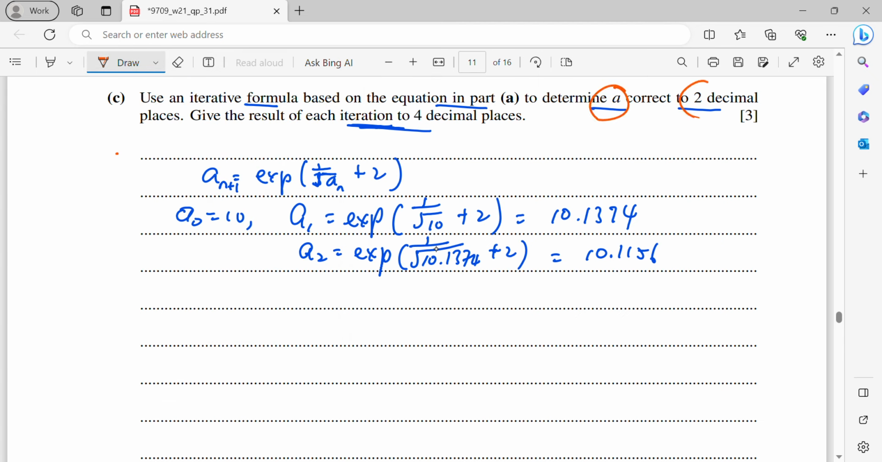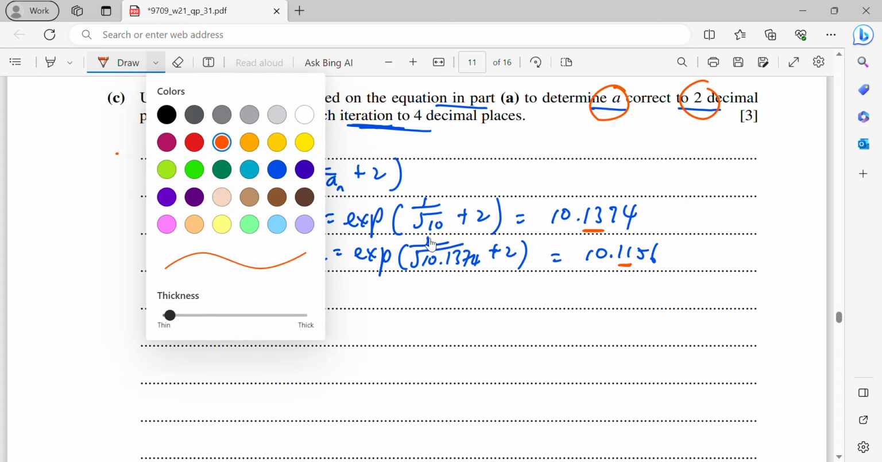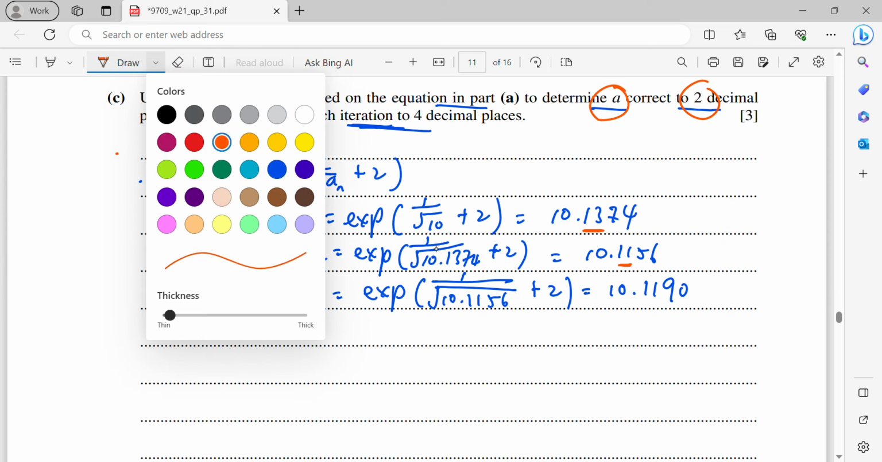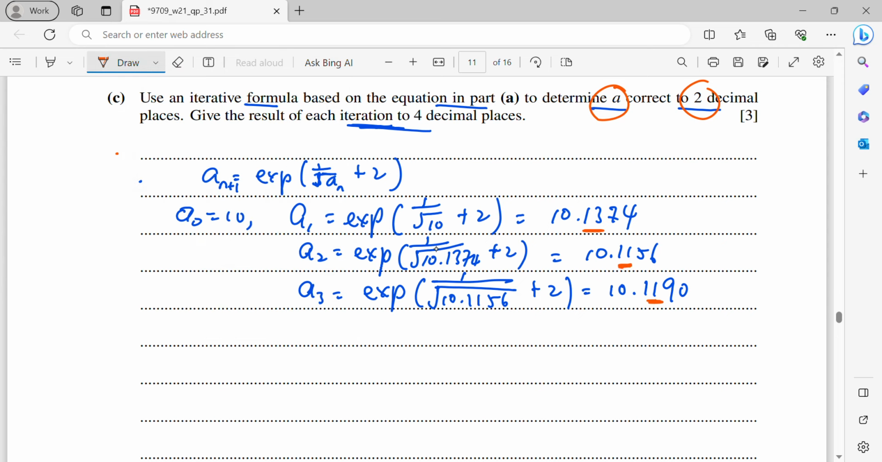Because your a is equal to 2 decimal places, make sure these two are the same. Obviously they are not the same, so you have to continue to the next step. Observe, here is going to be exponential of 1 over square root of 10.1156, then plus 2, then I will get 10.1190.